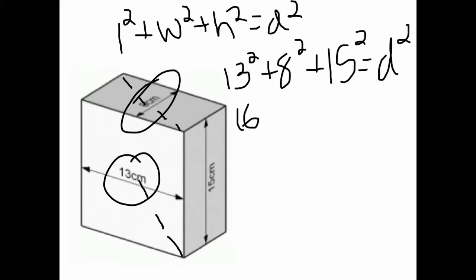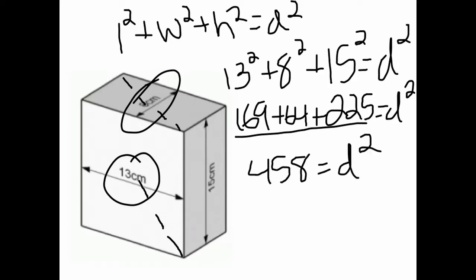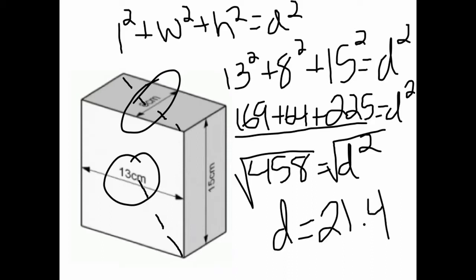13 squared is 169, 8 squared is 64, and 15 squared, which is 15 times 15, is 225, equals d squared. If I add all these numbers together, I'm going to come out with 458 equals d squared. If you take the square root, use the calculator that I gave you, you get d equals roughly 21.4. So the length of the diagonal of this figure is 21.4.